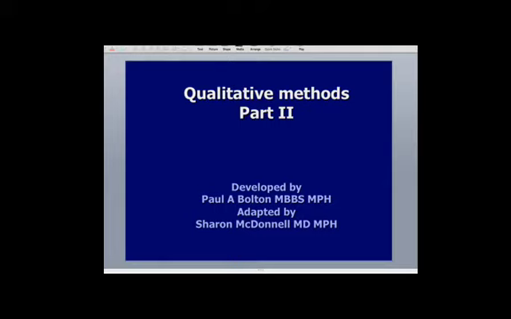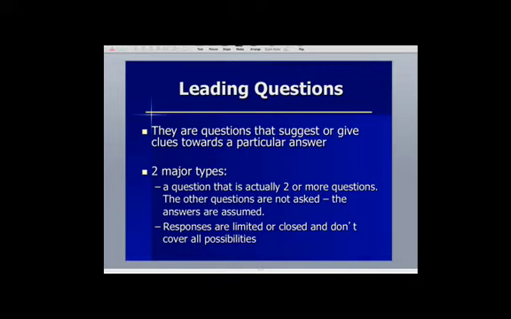This is part 2 for Module 3, Qualitative Methods. We left off with the notion of using open-ended, non-leading questions for all qualitative methods that we are trying to do, whether they be focus groups, pile sorts, free lists, that sort of thing. So we want to go a bit into the notion of what are leading questions, and how might we avoid them, and to give some examples.